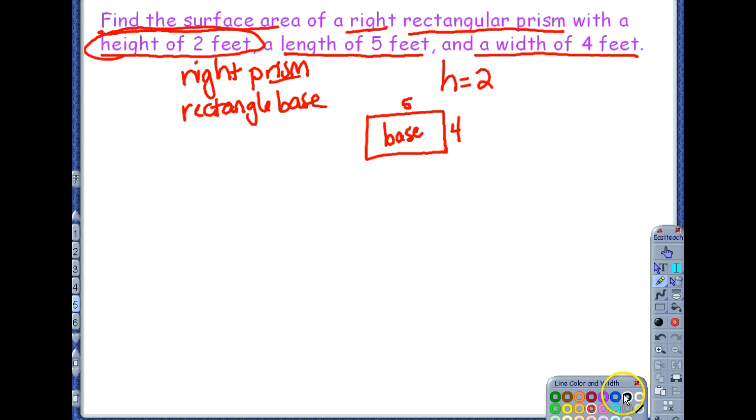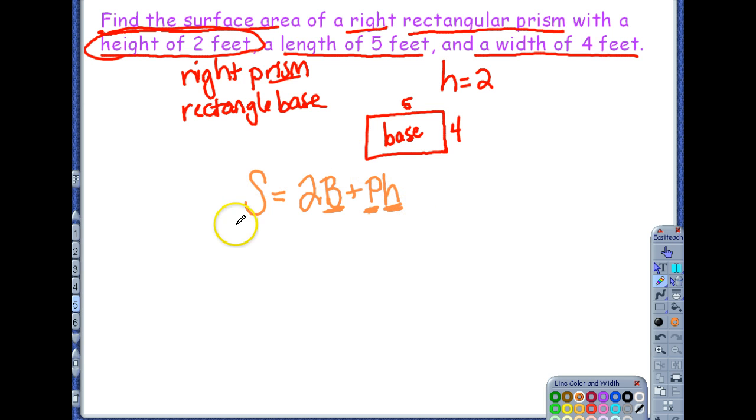Okay, so first of all, let's write down what our formula was again when we're trying to find surface area. It's 2B plus PH. Again, 2 base areas, because there are 2 congruent bases, plus the perimeter of the base times the height. And again, writing down that formula, guys, helps you remember the formula.